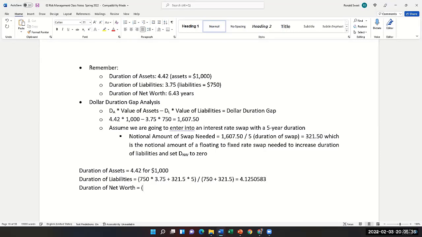going to equal the duration of assets, 4.42, minus 750 plus 321.5 divided by 1,000, and all of that times 4.1250583. And if you want to multiply it by leverage, you can. You don't really need to. And I'm going to do it, see how close it gets, double check. I'm glad I did it on the last one because it would have been really confusing. So 4.42 minus 750 plus 321.5.